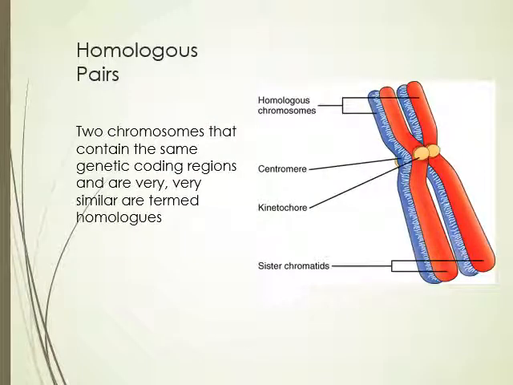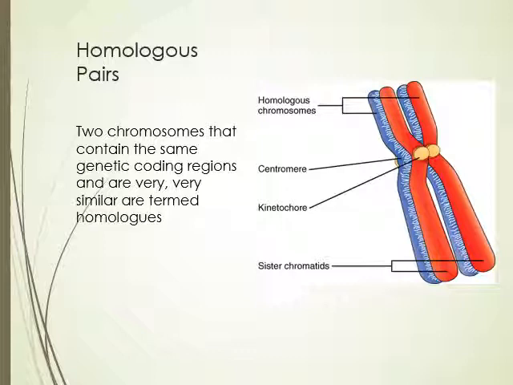All right, so that's a single chromosome. But the deal is, in eukaryotic cells, you don't have just one chromosome that encodes for your set of instructions. In fact, you have 2 of them. It's like you have 2 copies of the manual, 2 copies of the instructions on how to build you. 2 chromosomes that have the same genetic coding regions, the same instructions, are going to be called homologues.